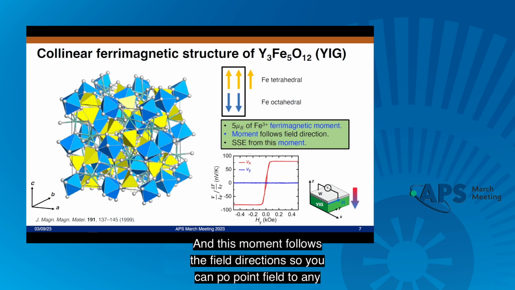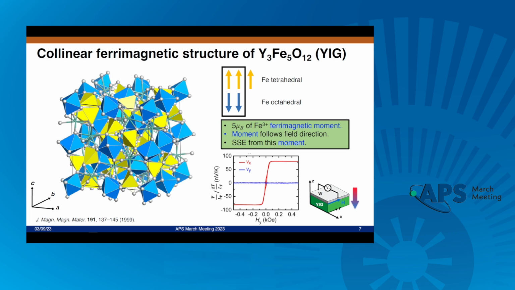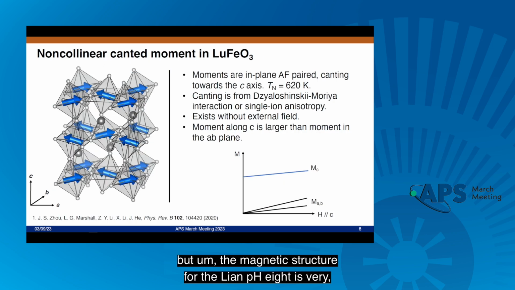And this moment follows the field directions, so you can point the field to any direction, and the moment will follow suit. And the spin Seebeck effect we saw is coming from this moment. So this is the ferrimagnetic structure of YIG. But the magnetic structure for the lutetium ferrite is very, very different.